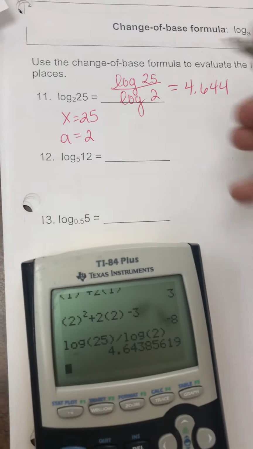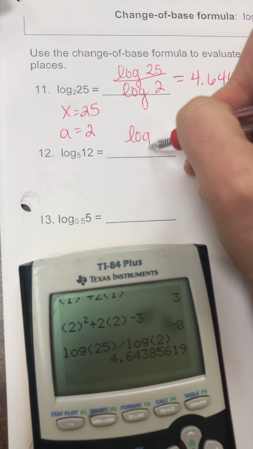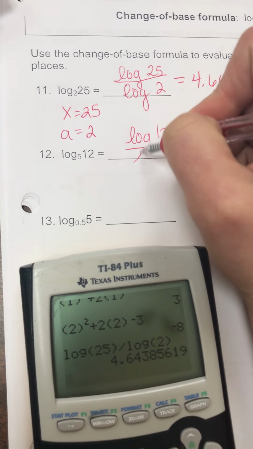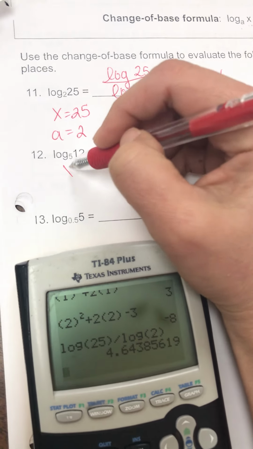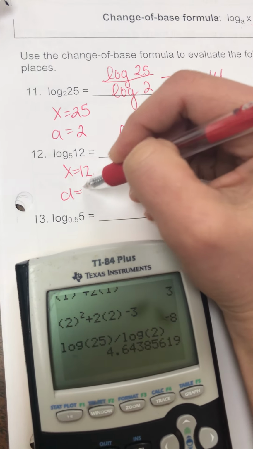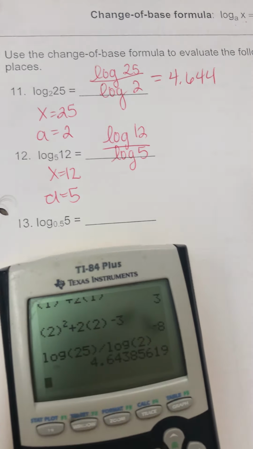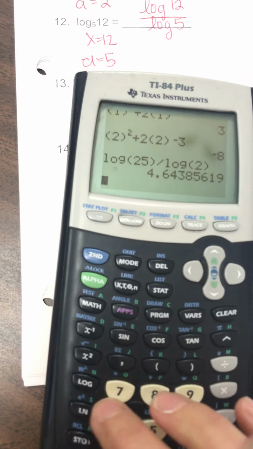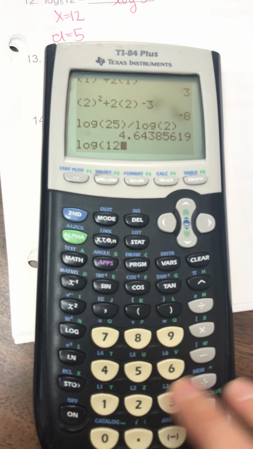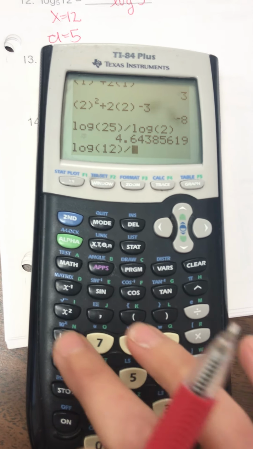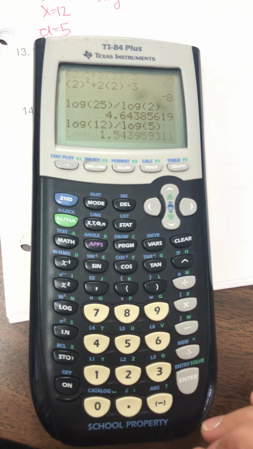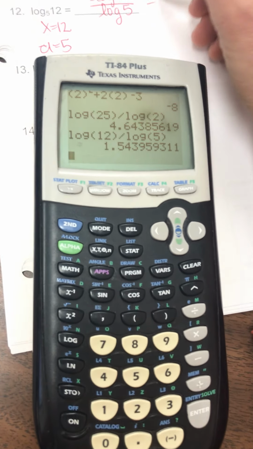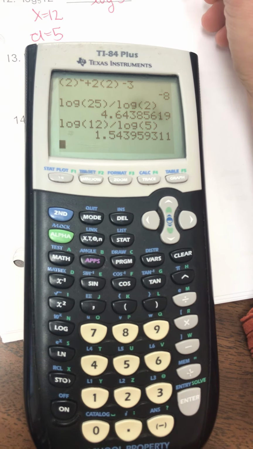Okay, so what's 12 going to be? Log of 12 over log of 5. Because your X is 12 and your A is 5. So log 12 divided by log 5. 1.544.